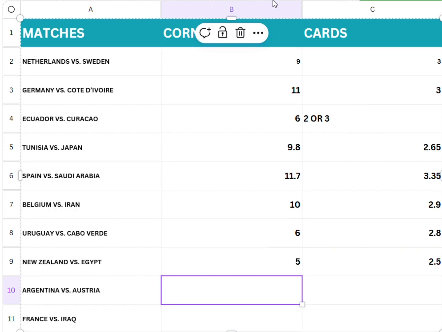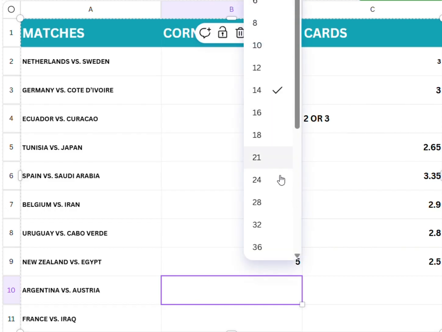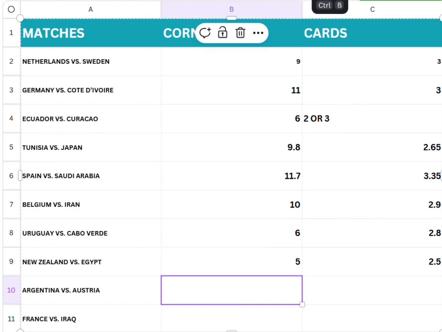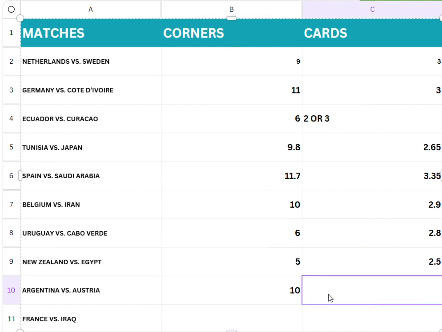Okay, Argentina versus Austria. I thought this was going to be faster than this. Argentina versus Austria. Argentina's average corners in a match is 6. Austria's average corners in a match is 4. So 6 plus 4 is 10. So we're expecting about 10 corners at least here.